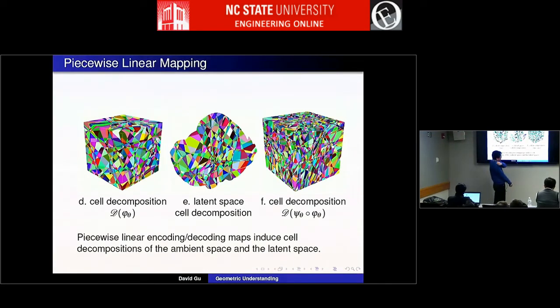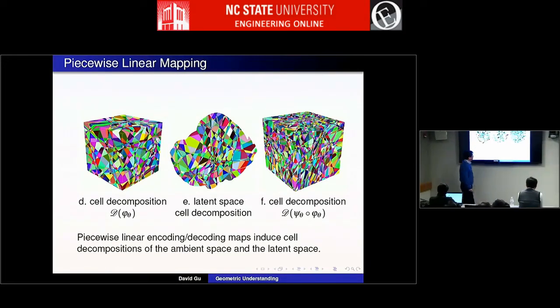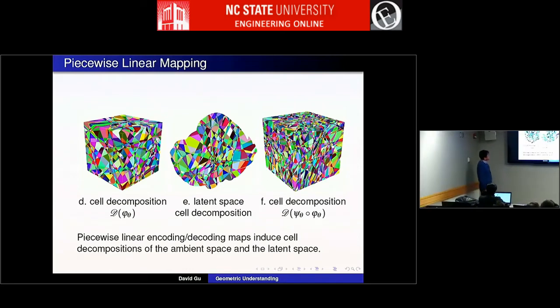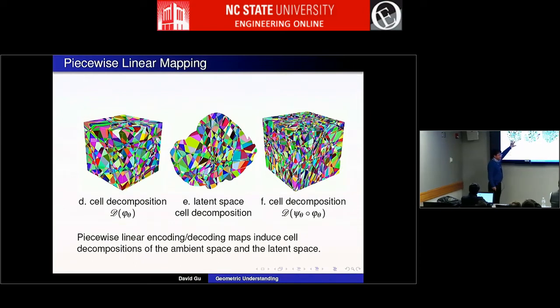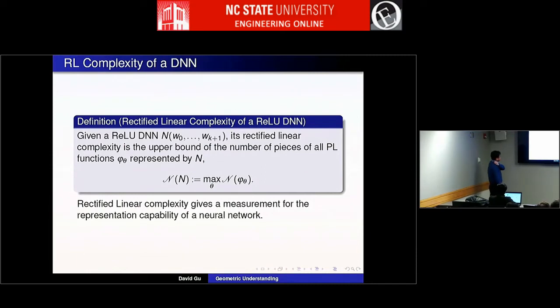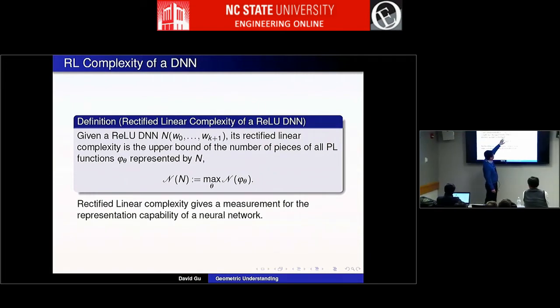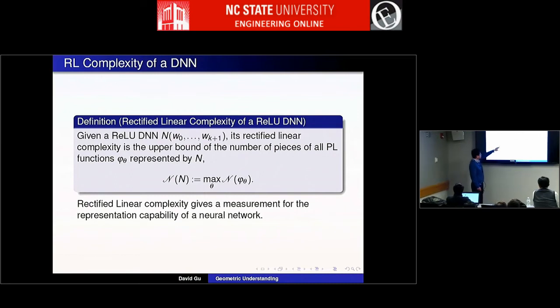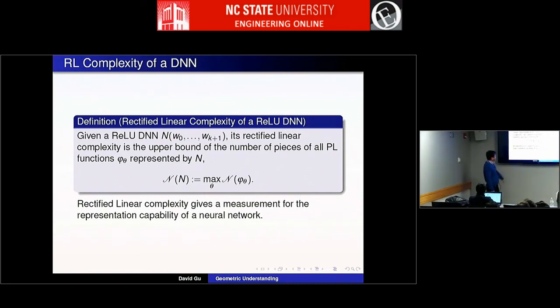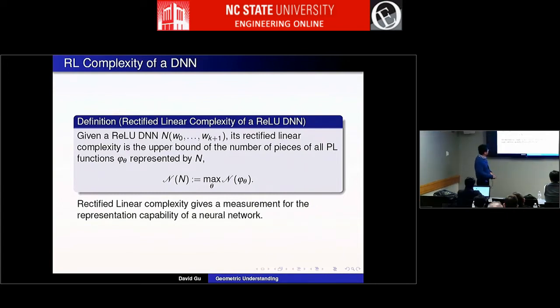For the decoding part, we have more ReLU DNN layers, so the cell decomposition becomes more complicated. You see that the learning capability of the neural network depends on how many pieces it can represent. So we define the complexity of a ReLU DNN: given a ReLU DNN, we define the learning capability as the upper bound of the number of pieces of all the PL functions it can represent. Basically, this is a very rough measurement, but it can be easily estimated using computational geometry.